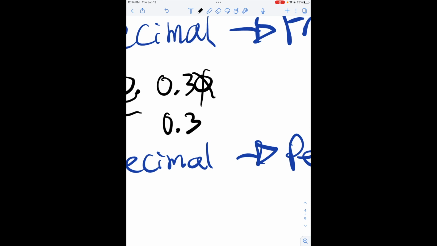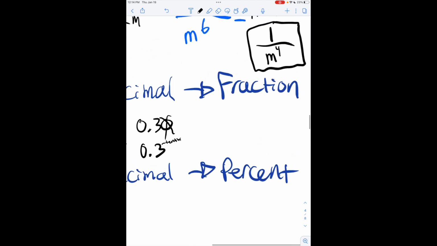0.3, this 3 is in the tenths place. So when I turn this into a fraction, it's going to be 3 over 10.